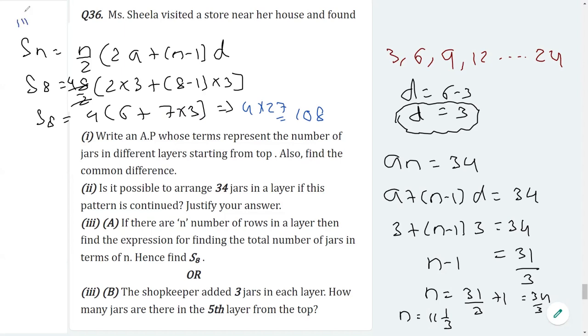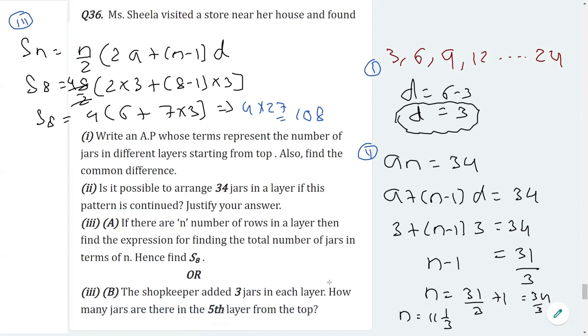This is the third part. Well, this was the first part, and this being the second part. Now, there is an OR option for this, and in this case, it says the shopkeeper added 3 jars on each layer. How many jars are there in the fifth layer?